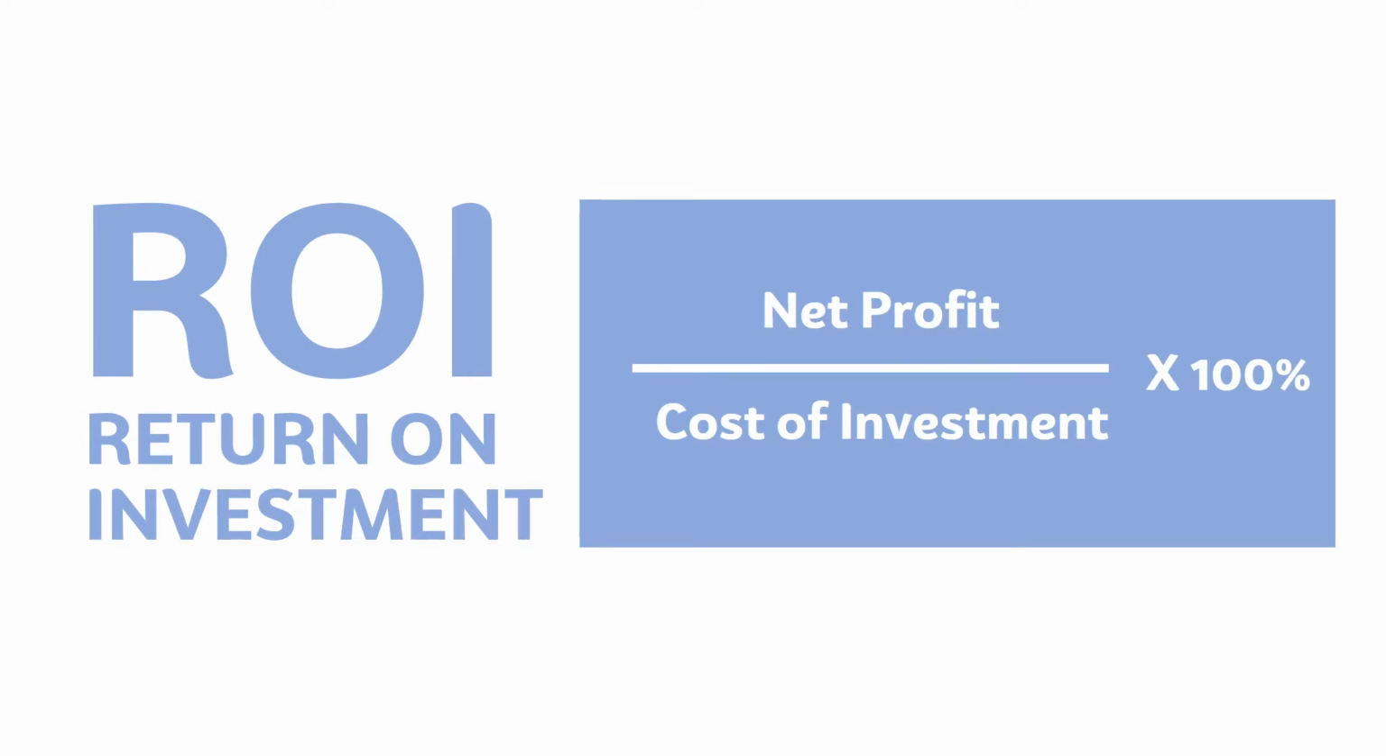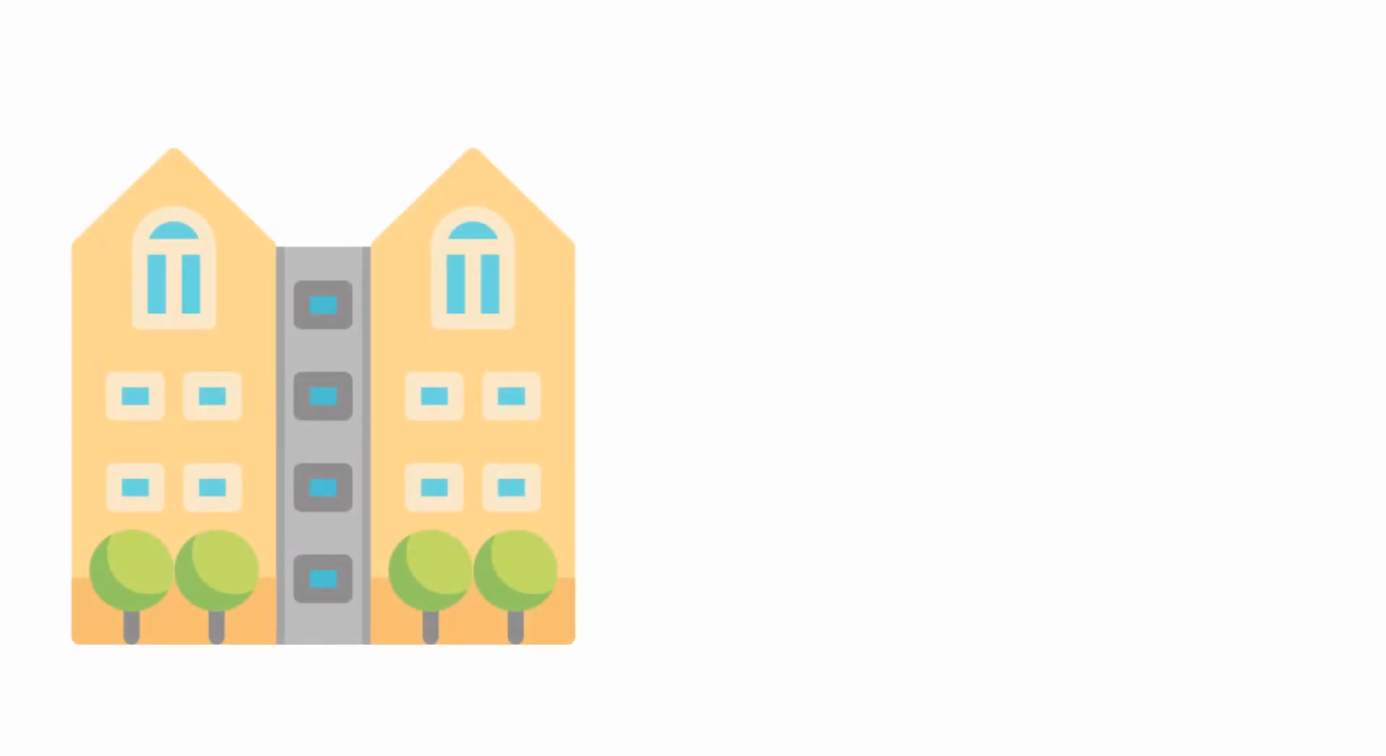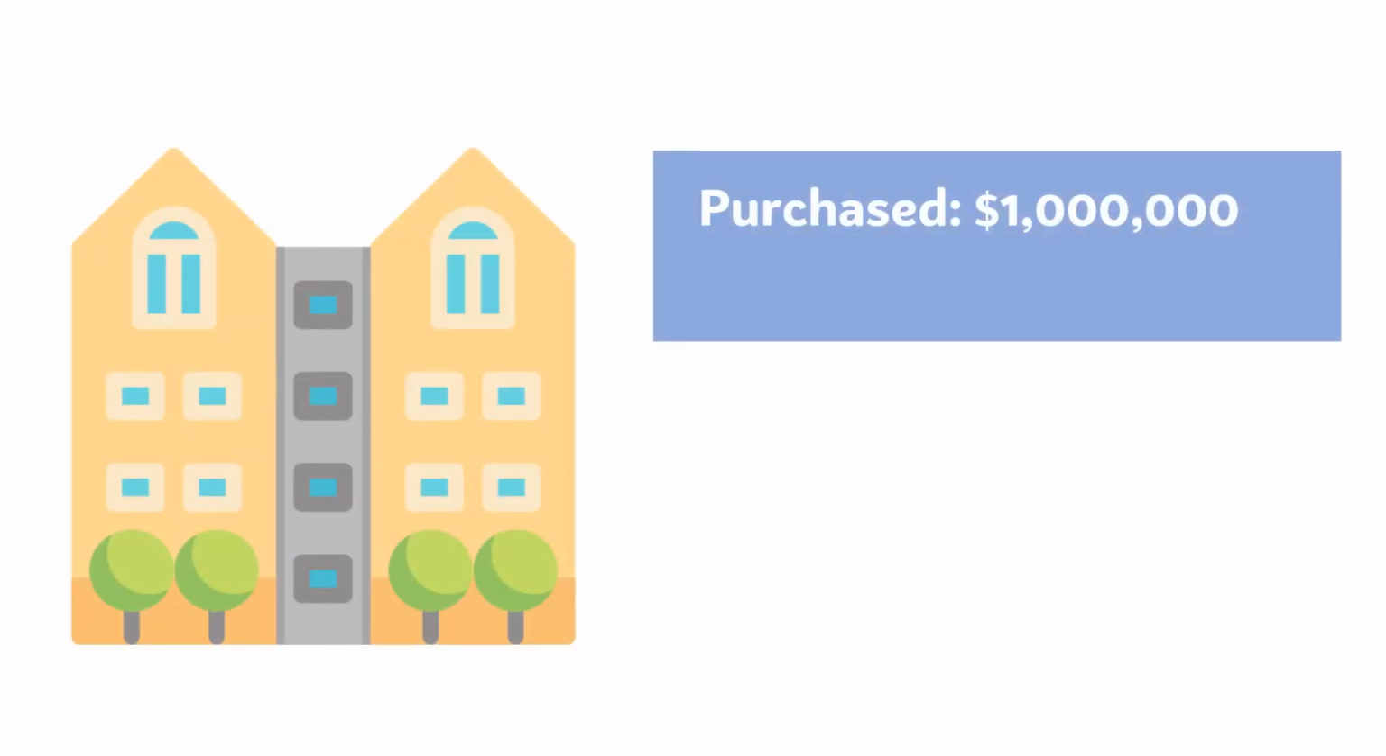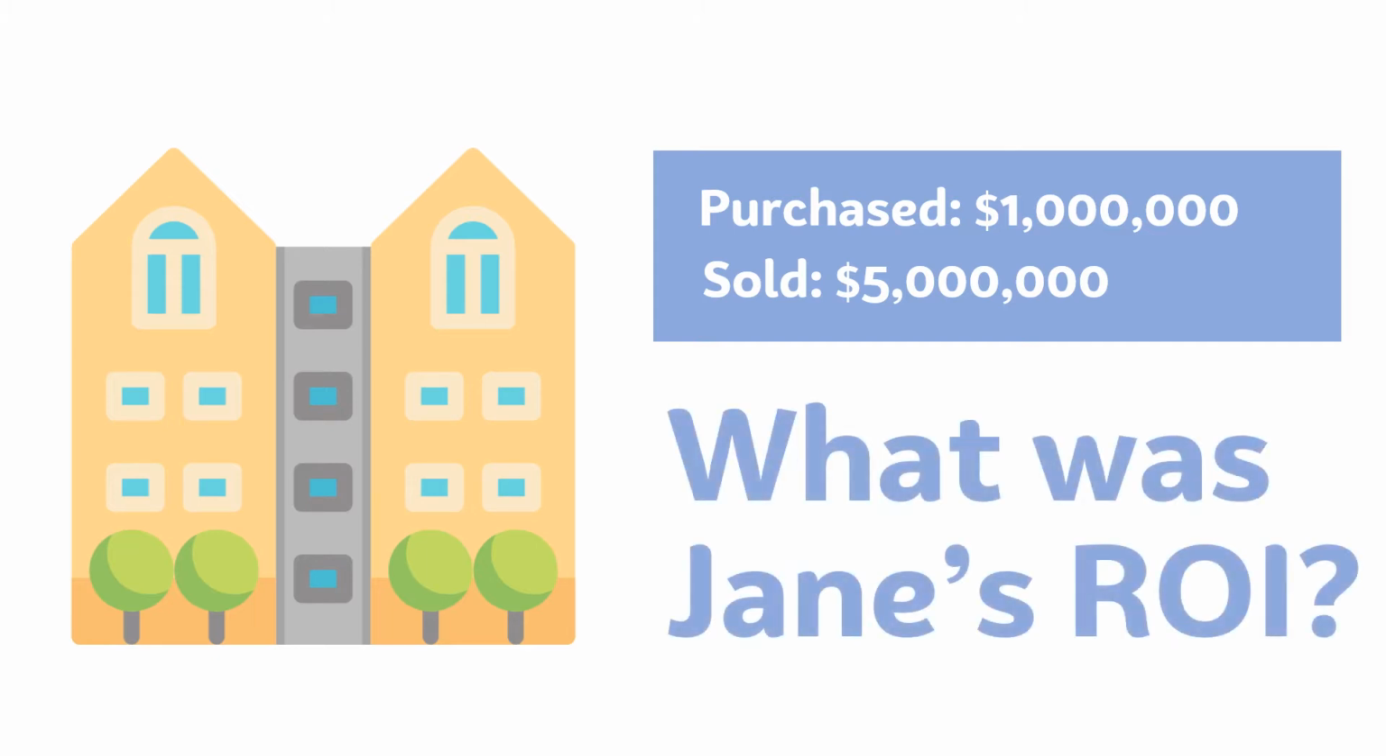Let's look at an example. Jane purchased a property 2 years ago. The property was valued at $1 million then. Today, she sold the property for $5 million. To calculate the return on her investment, we can use the ROI formula.